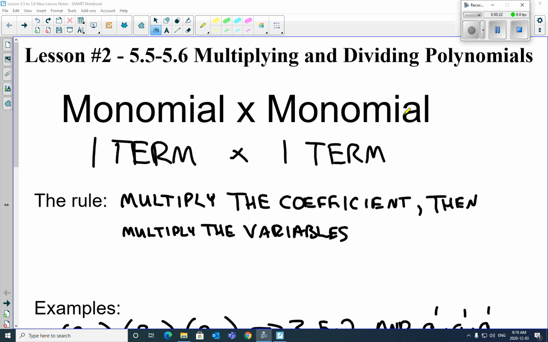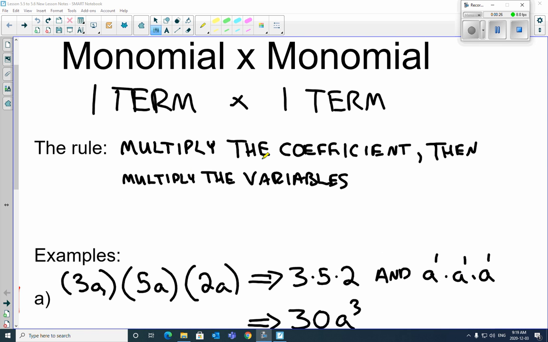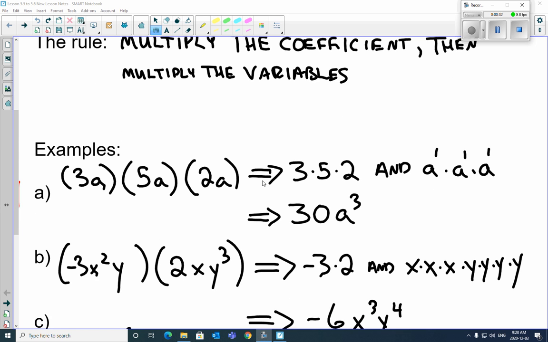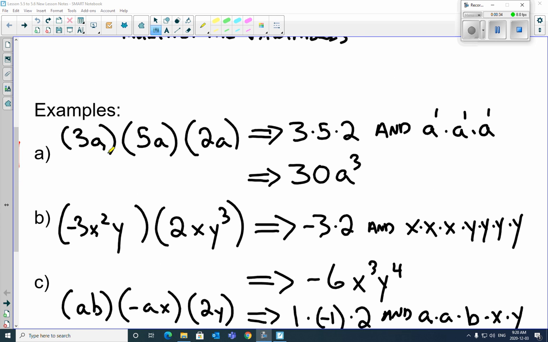So monomial times a monomial. So one term times one term. It's really quite simple. You take the coefficients. Remember, those are the numbers in front of the variables. You multiply them together, and then you multiply the variables. Okay, so here, let's look at an example. 3a times 5a times 2a. So what we got is 3 times 5 times 2. That's the coefficients. And we have a times a times a. And those all have 1s above it.